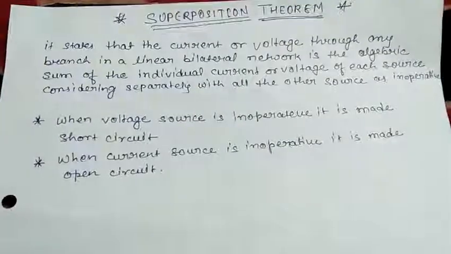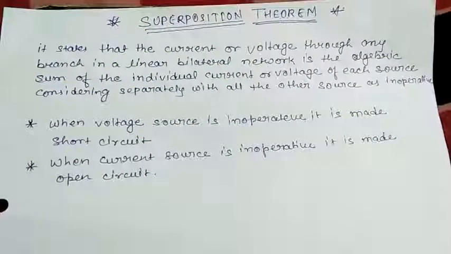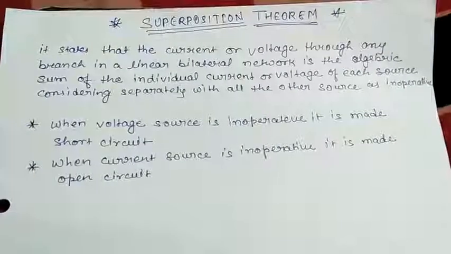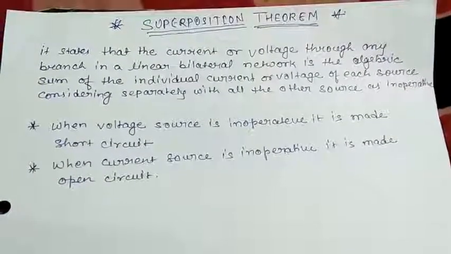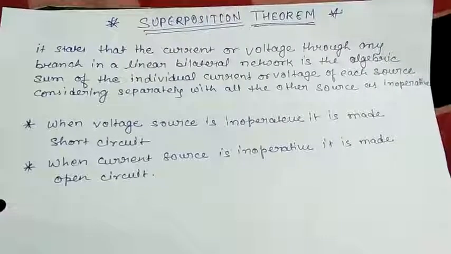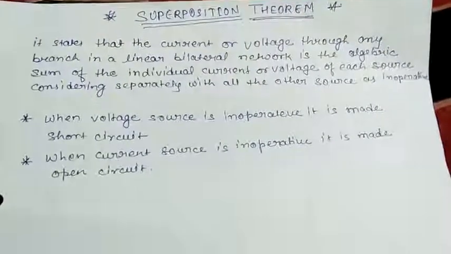It states that the current or voltage through any branch in a linear bilateral network is the algebraic sum of the individual currents or voltages of each source, considering each separately with all the other sources inoperative.